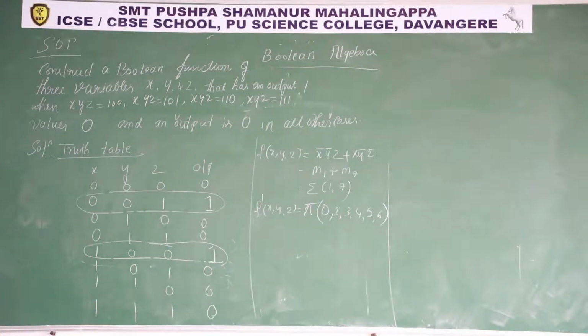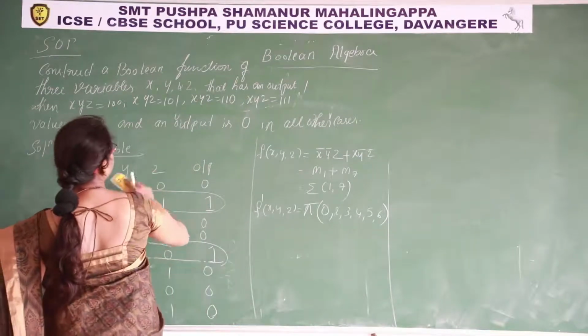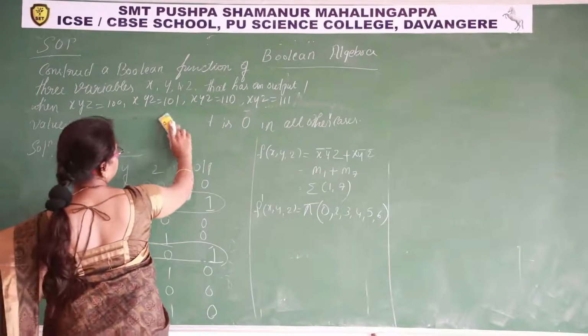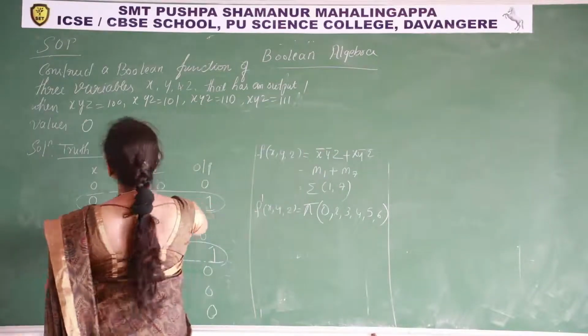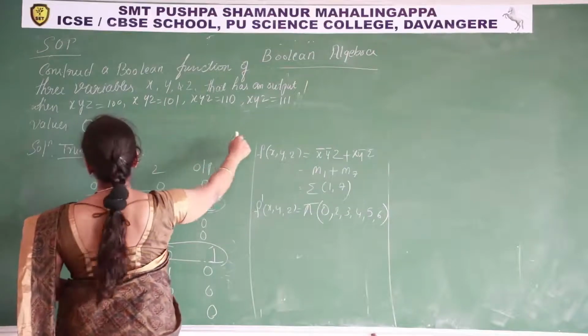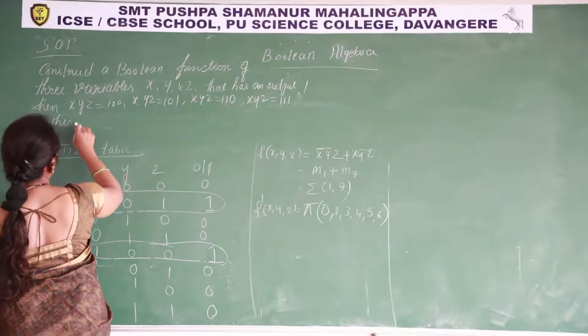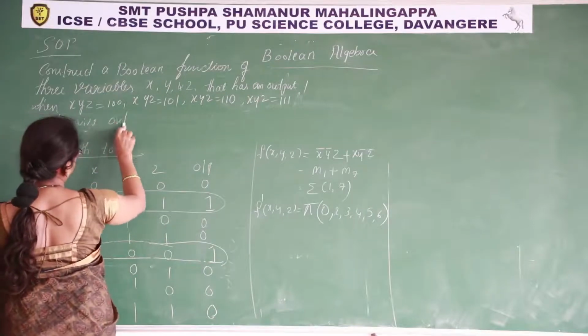Write the Boolean expression for the logic network in SOP. So they ask only the SOP expression here. Exactly 3 variables are here. So they have given the combination. For these combinations the output is 1. Otherwise the output is 0.